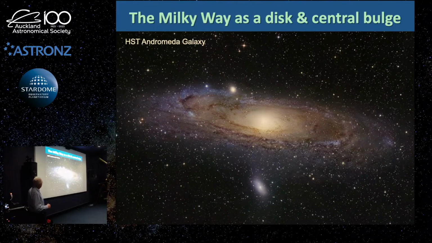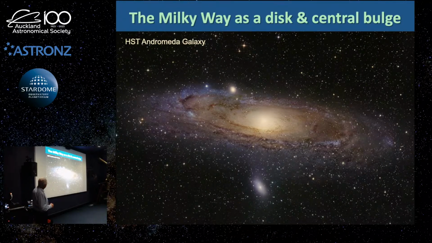It's our nearest large spiral galaxy, about 2.5 million light years away. One light year being the distance that light travels in a year, which is 10 trillion kilometres. That's 2.5 million of those away from us. So that's the Andromeda Galaxy.